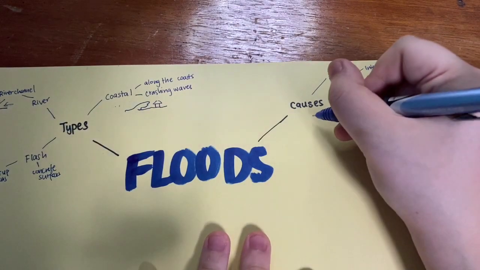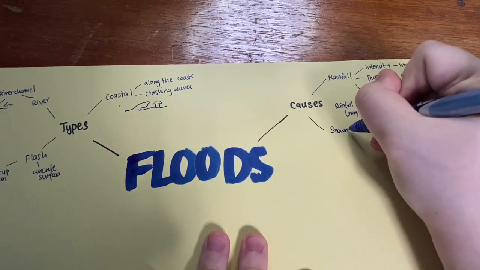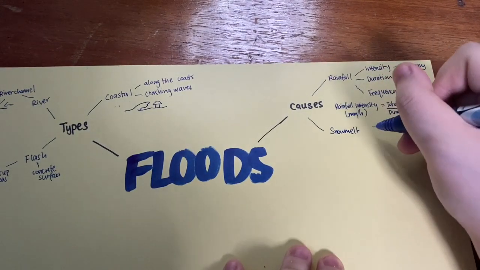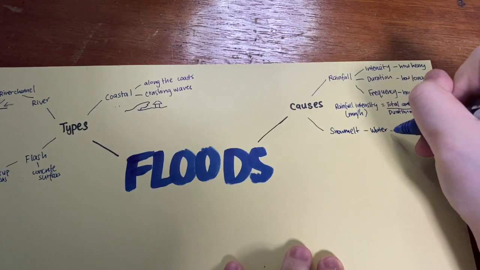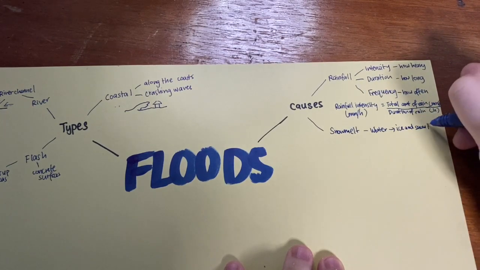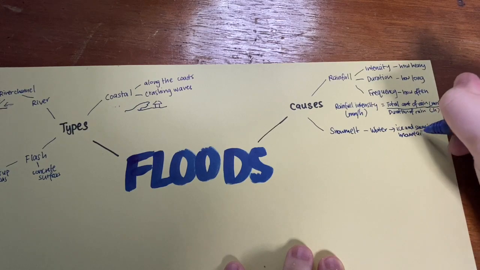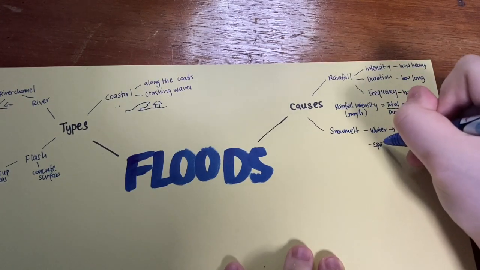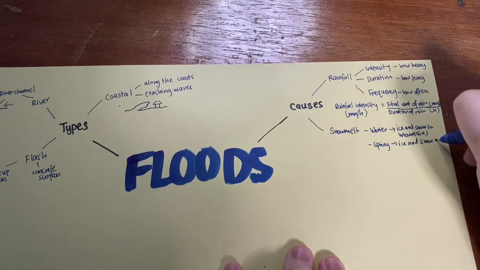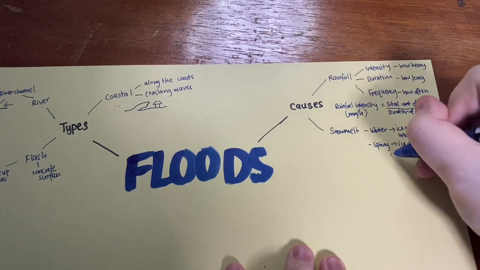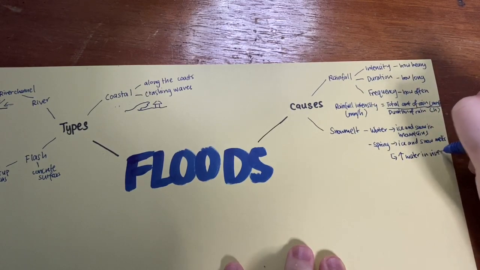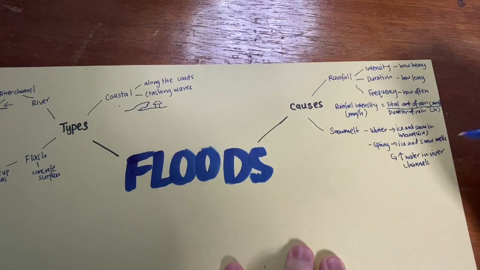We're going to move on to snow melt. During winter, there will be ice and snow in the mountains. Then during spring, the ice and snow melts, which leads to an increase in water in river channels, which will eventually cause floods.